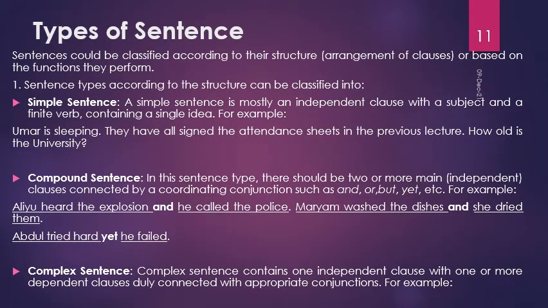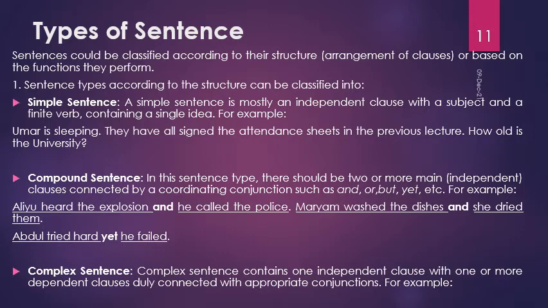Sentences could be classified according to their structure, so we can identify types of sentences. Based on the function or structure, we have different types of sentences. First, we are looking at the sentence types according to the structure. We have the simple sentence, the compound sentence, the complex sentence, and the compound complex sentence.